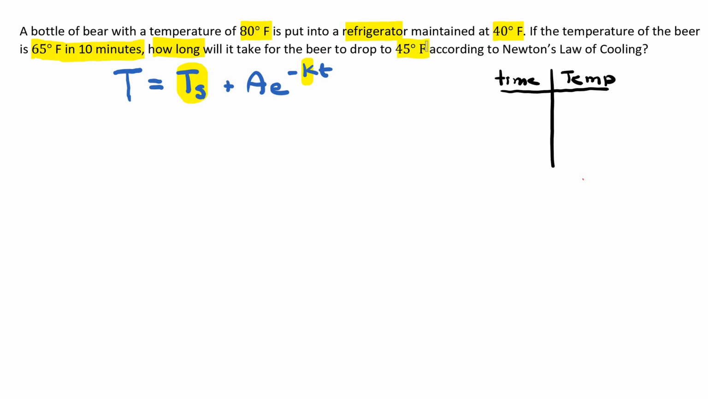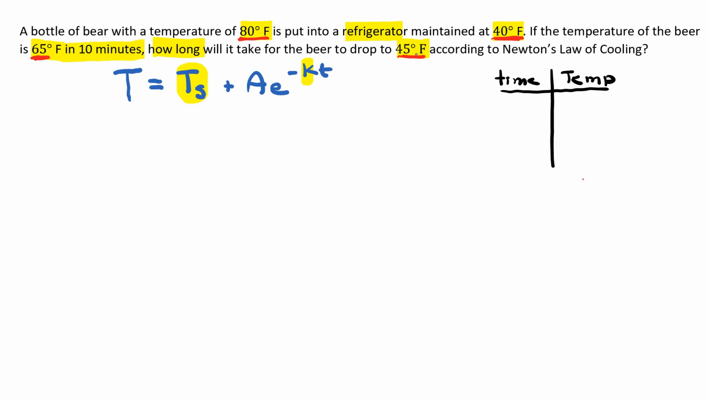This makes sense because the beer is starting with a temperature of 80 degrees Fahrenheit, and if you put a beer into a refrigerator where the temperature is 40 degrees Fahrenheit, logically the temperature of the beer should decrease over time, and it does. We want to find out how long it takes to get to 45 degrees Fahrenheit.